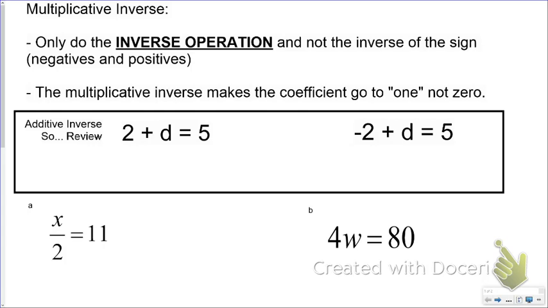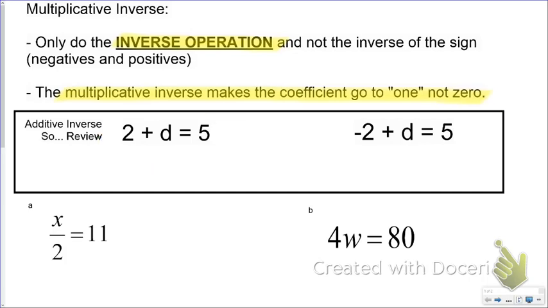So the point that we want to make sure is very clear for everybody is that whenever we are isolating the variable, it's the inverse operation that we're focusing on, not necessarily the opposite of the number, but the operation. So when we're doing multiplicative inverse, we're actually trying to get the coefficients and the constants away from the variable, and we're trying to get it to 1, not to 0. I'll explain what that means in just a second. But let's review what you already know. You've already learned this. So let's look at this example here.